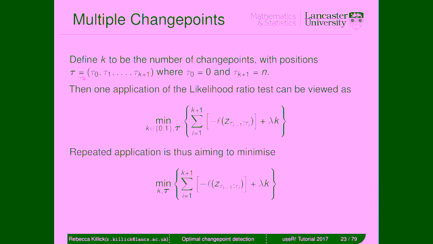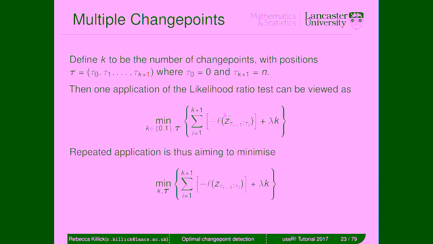So my tau now here is going to be a vector. As I said earlier, tau 0 is 0, and tau k plus 1 is the end of the data. This formulation is just so that when I write this sum here, it makes sense. If we think of the likelihood ratio test, which was basically adding up all of the pre-change and post-change likelihood and comparing it to the null likelihood, what we're actually doing is this formulation here. This is adding up the negative log likelihoods, so I'm now trying to minimize this rather than maximizing my log likelihood.